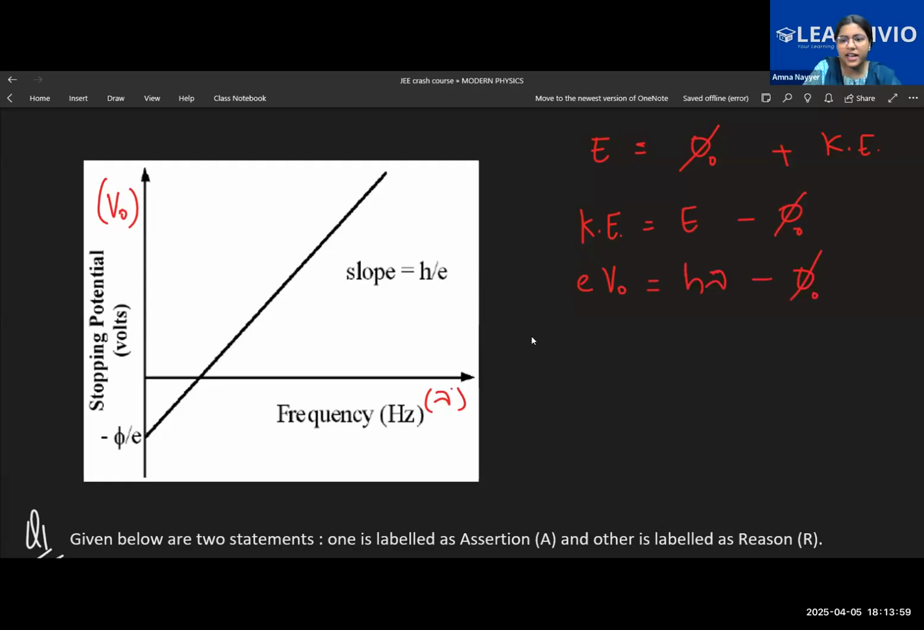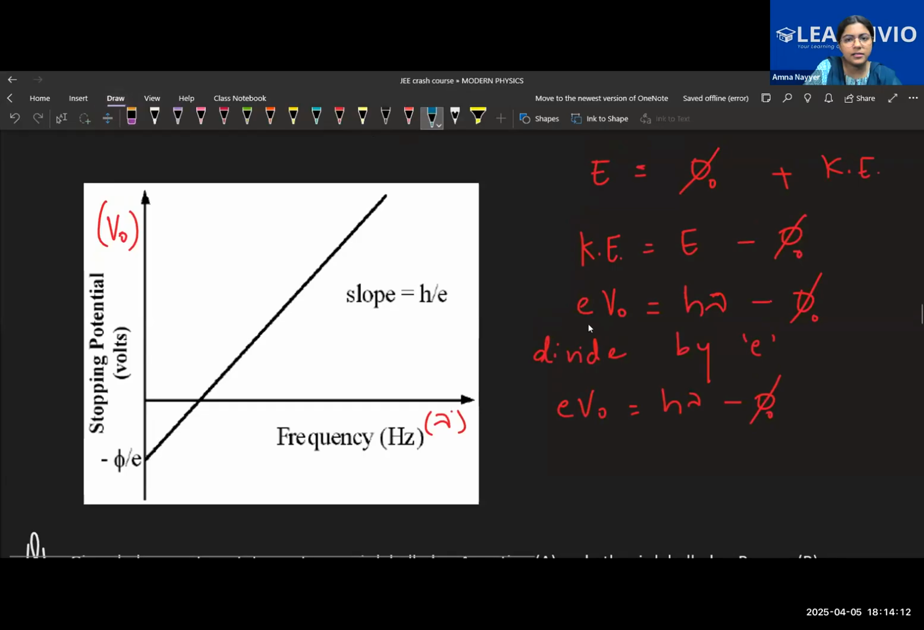Now, if I divide this whole equation by E, look, this is EV naught equal to h nu minus work function. If I divide this whole by E, this E will be cancelled. Now what is obtained? V naught is equal to h by e into nu minus phi naught by e is obtained.